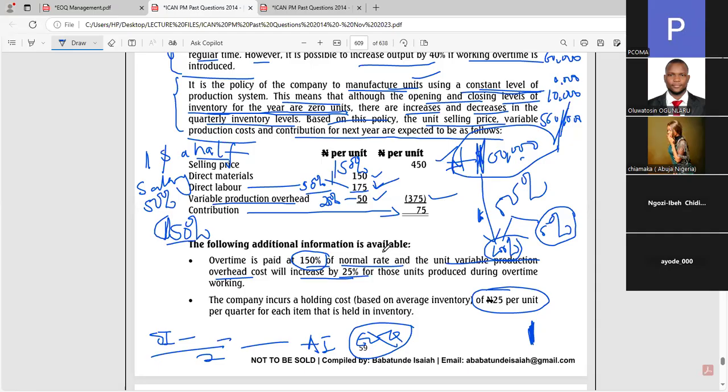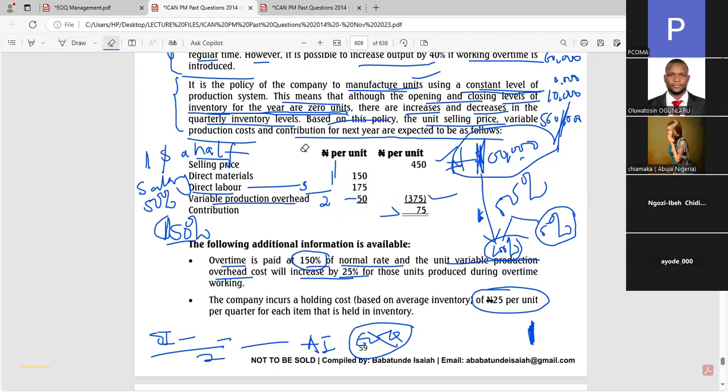So therefore, in this case, your direct labor, because this overtime is on labor. Please, Chiamaka, stop. I'm rotating my screen. You are writing on my screen. This overtime means labor. Now, in this case, let me clean this up so you understand me clearly. I'm not telling you that 150% means 100,000. I can never tell you that.